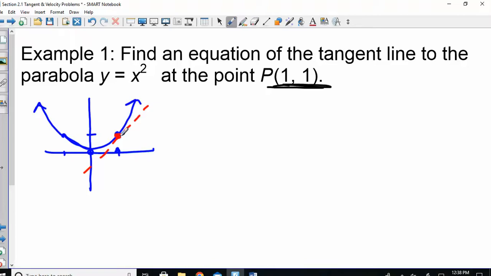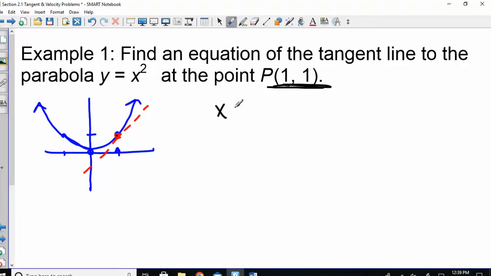Now, slope, how many points do you need to calculate a slope? 2. I only have 1 point on that line. I don't have another one exactly. So what we are going to have to do is approximate it. We're going to have to guess at what this slope is. And to do that, we are going to make a table of values. I did give you an empty slide after this to allow you plenty of space to write this out.